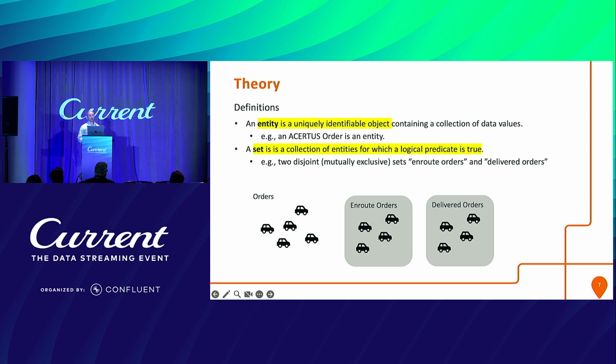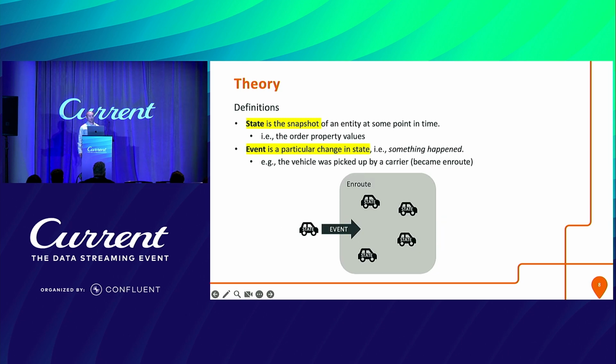So I have an example here. We have the universal set of all orders, and then we have two disjoint subsets, which are mutually exclusive subsets within orders. In this case, the example is en route and delivered. And so the next two definitions: a state is a snapshot of an entity at some point in time. So it's the data properties that make up that entity at a point in time. And an event is a change in state, a particular change in state that something happened. In this example here, the event is that the vehicle was picked up by a carrier. The state change is joining the set of en route.